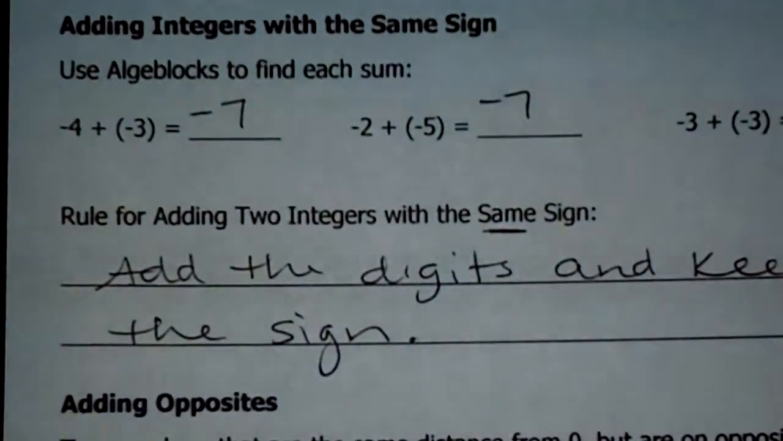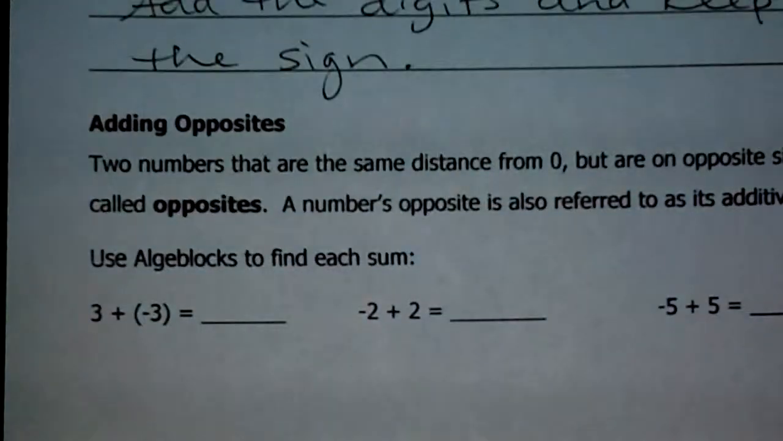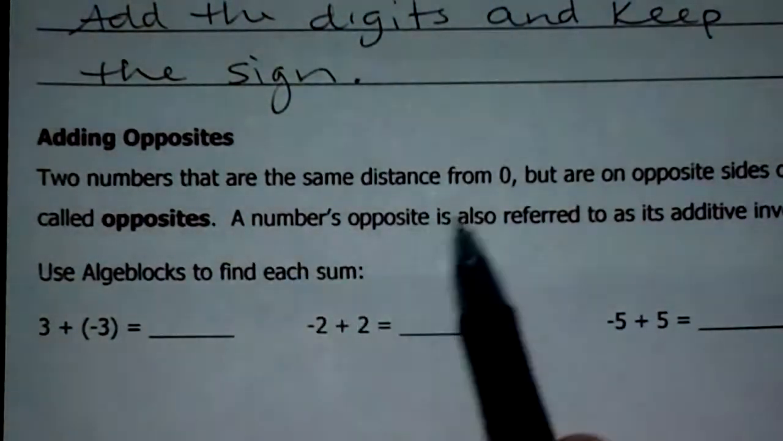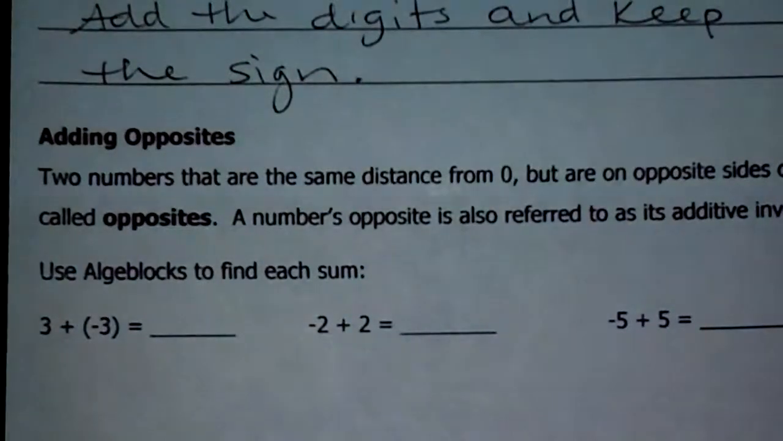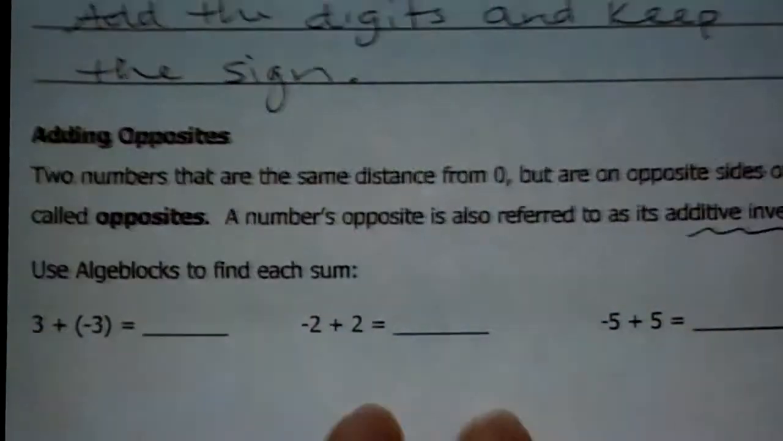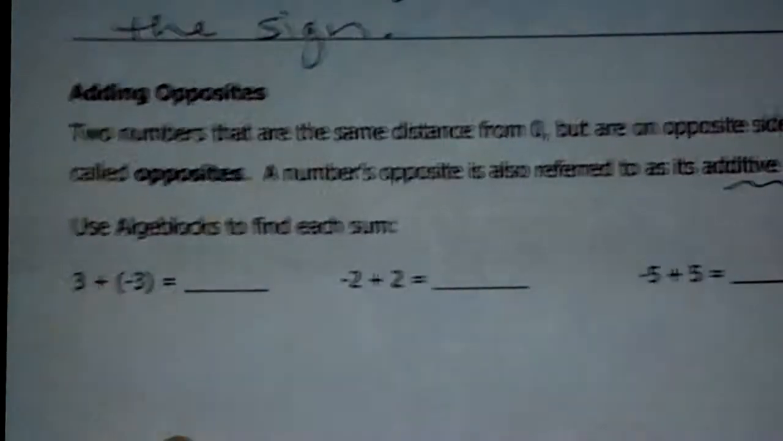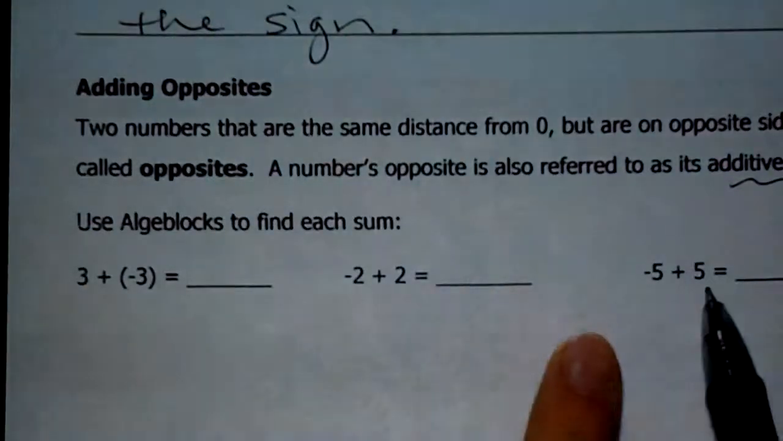All right, now, sometimes you don't have the same sign, so we need to give you some background knowledge in opposites. Two numbers that are the same distance from 0 but are on opposite sides of 0 are called opposites. A number's opposite is also referred to as its additive inverse. So instead of saying opposite, I could say additive inverse. So all of these examples are opposites. I have a 3 and a -3, a -2 and a 2, a -5 and a 5.